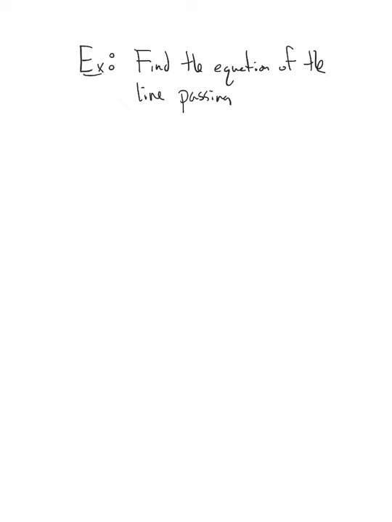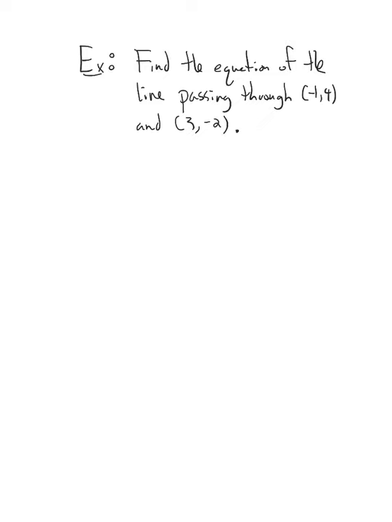So let's do a couple of examples. The first example is going to be: find the equation of the line passing through, I'm just going to pick 2 points, (-1, 4) and, let's do (3, -2).